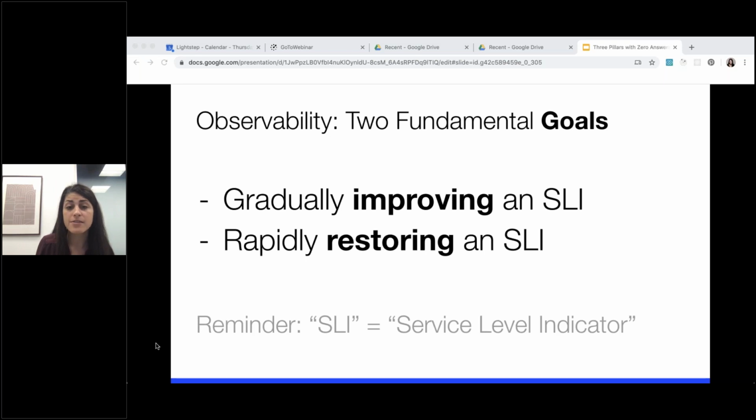So it's important to identify which goal you're trying to achieve when you're thinking through different observability tools, because these two goals have different workflows, and that's important to recognize. In the first goal, you may spend days, weeks, months optimizing the SLI, whereas the second goal has to happen as soon as possible. So you have to fix it like immediately. And those are both quite different workflows.